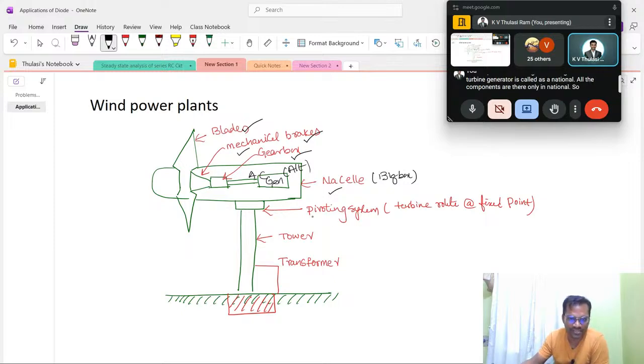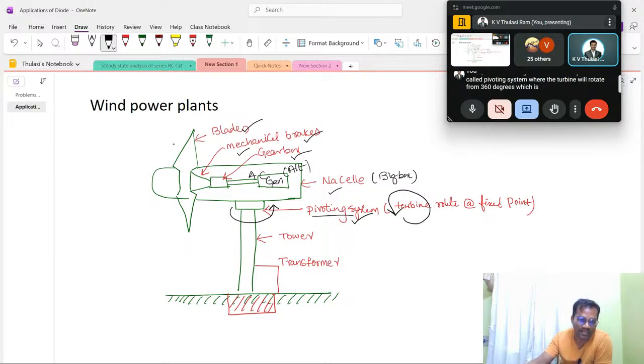The pivoting system means we can rotate our plant 360 degrees. The turbine can rotate 360 degrees, which is possible, and the blades also we can rotate. This is also possible. The power we generate from the alternator is AC supply.